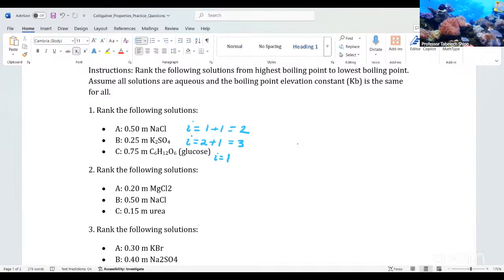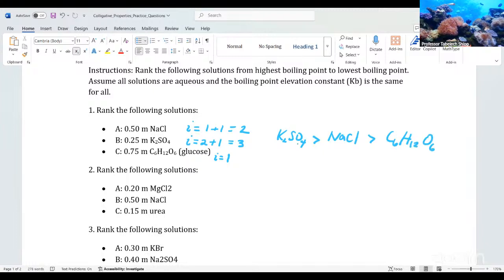Now, having said that, if I were to ask you to rank these from the highest boiling point to the lowest boiling point, what you have to be aware of is that the higher the number, the higher the boiling point. So that means K2SO4 is first, followed by NaCl, and then glucose.